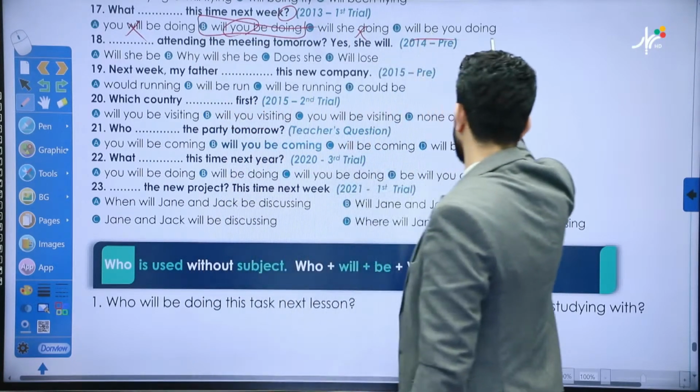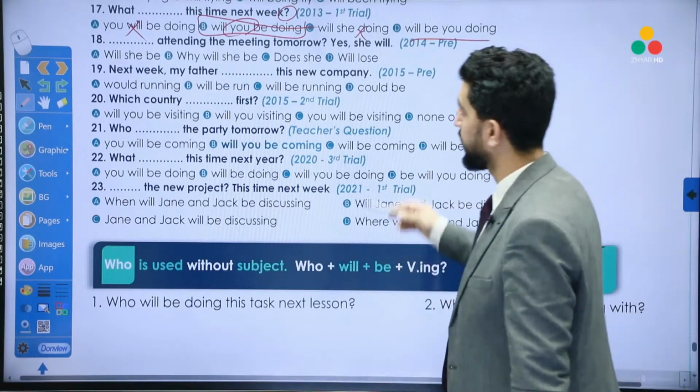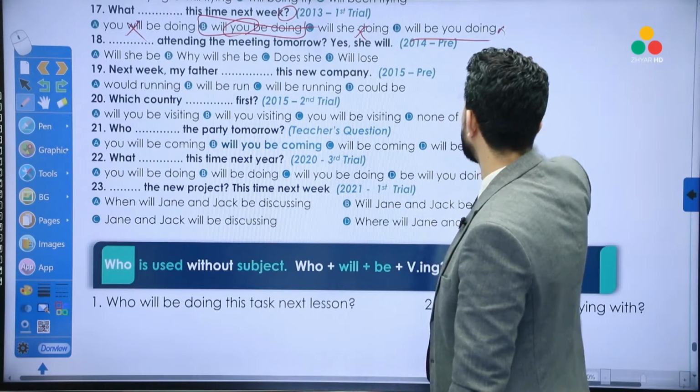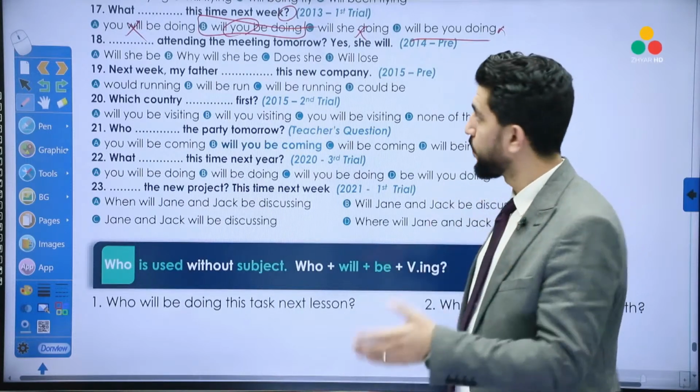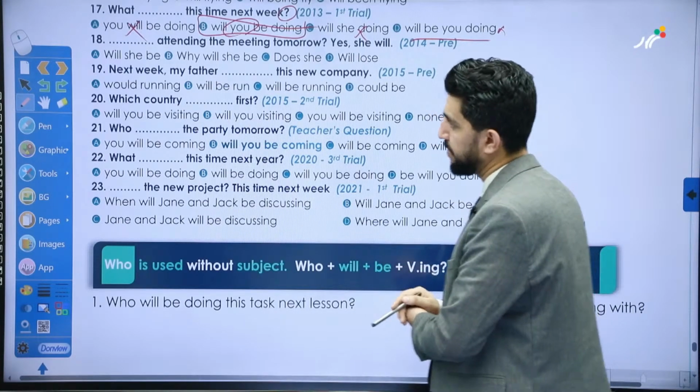Why is this one wrong? Will be you or will you be? Will you be doing? After will, we need the subject. It's followed by will you be? Will they be? Like this. Will she be doing?